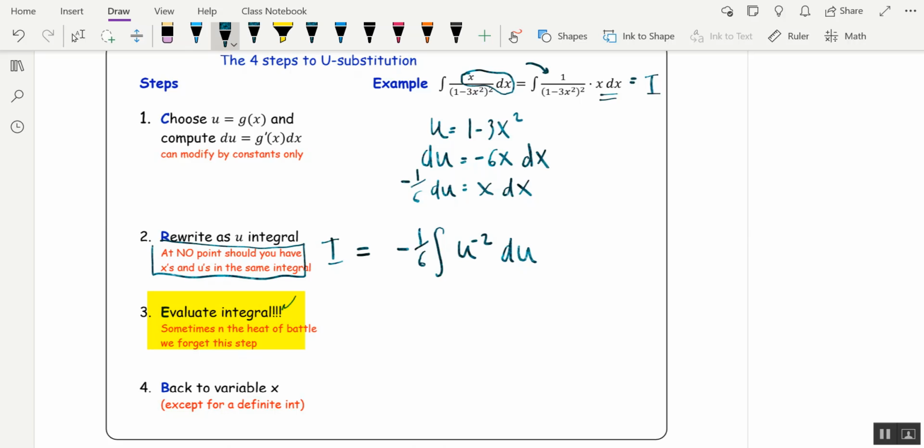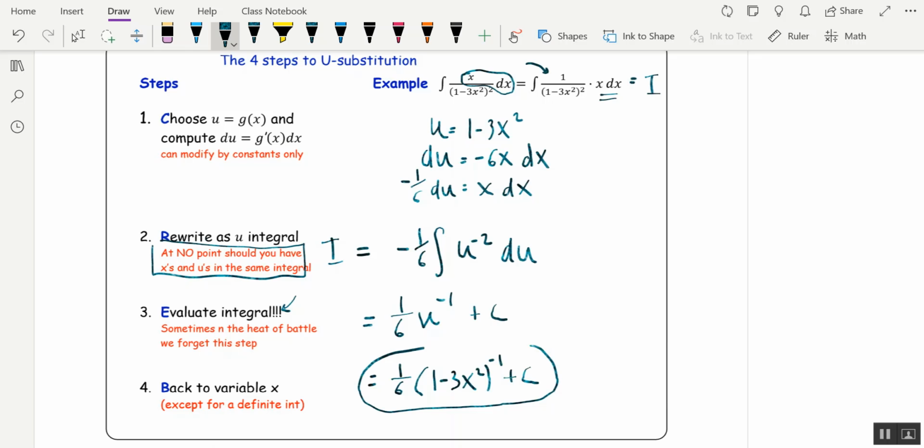And I have an exclamation point there, because sometimes people forget to do that because they're so excited about the u substitution. So when I evaluate, I get positive 1/6 u to the negative 1 plus c. And then when you have an indefinite integral, you want to go back to x's. So 1/6, and you back substitute, u is 1 minus 3x squared to the negative 1 plus c. And there we go. There's our answer.